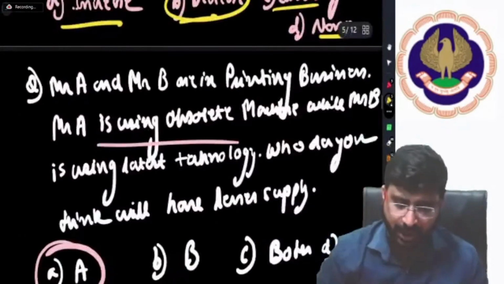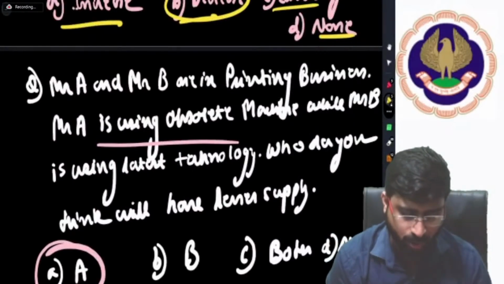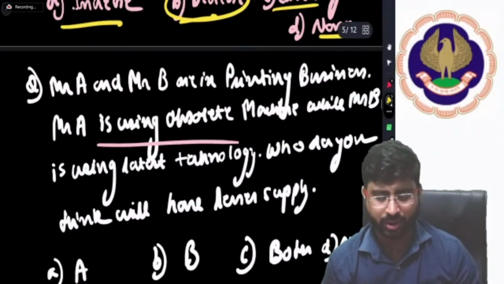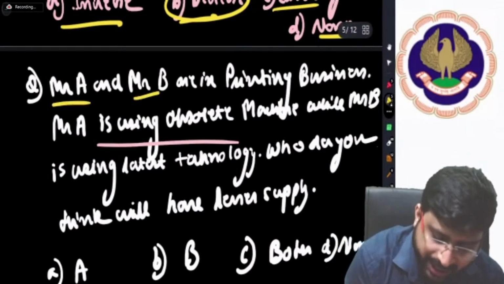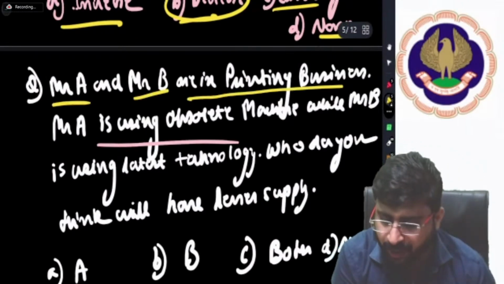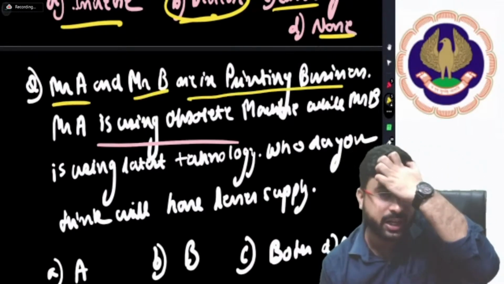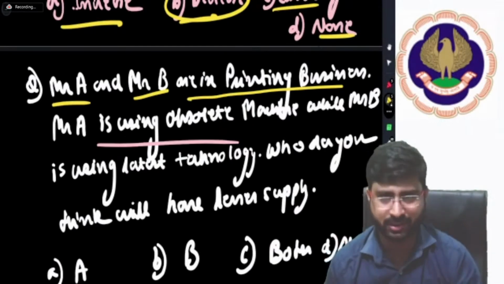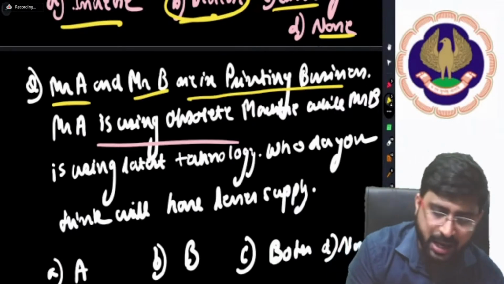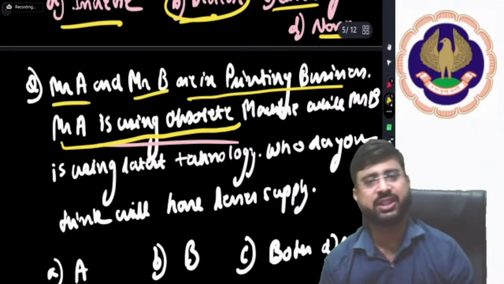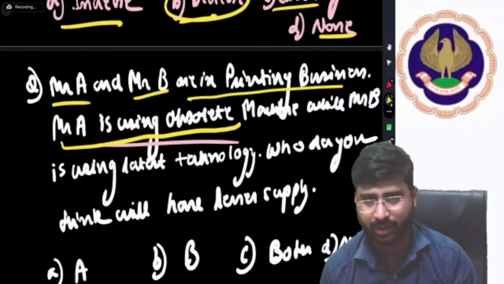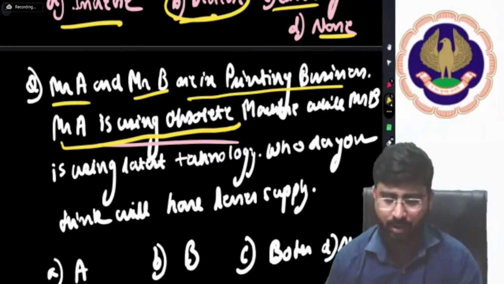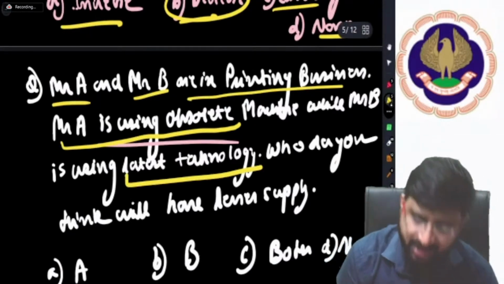So every friend must be clear with all of these, right? Okay. Sir, why don't you ask another question to us? Okay. Let's ask another question to you. Mr. A and Mr. B are in printing business. So Mr. A is using obsolete machine. Obsolete means purana machine. Old machine. While Mr. B is using latest technology.